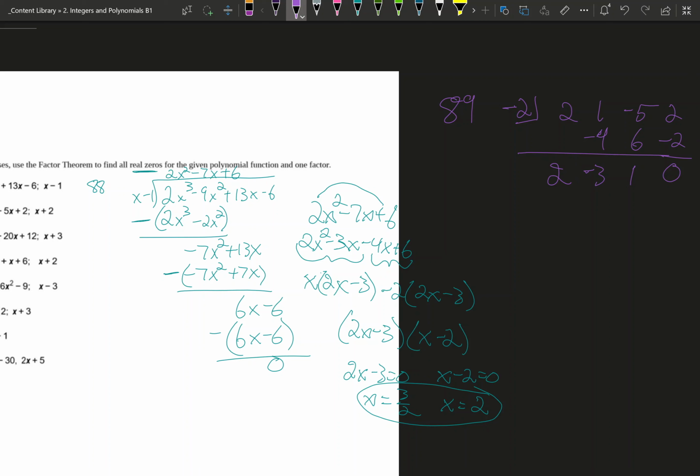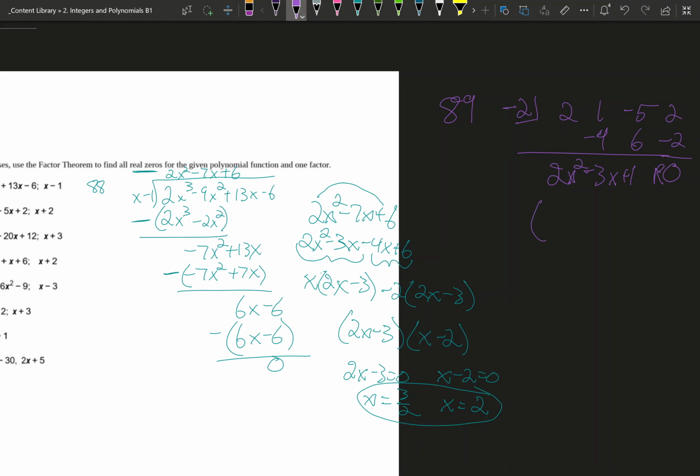So that's a good example of some troubleshooting. If you end up with a remainder at the end, because this last term is our remainder, that is not 0, then you did something wrong. And as I usually say, it's probably a sign error. So what this looks like, this is 2x squared minus 3x plus 1. So let's see how we could factor that.